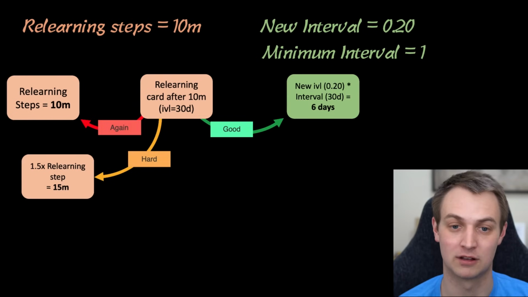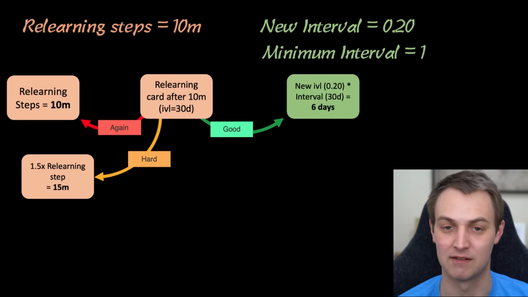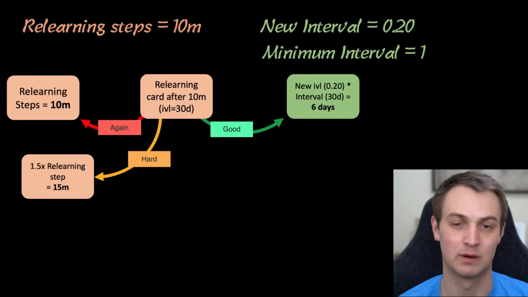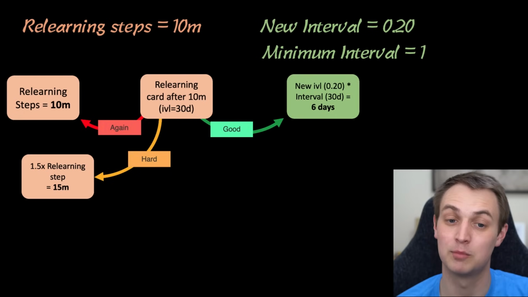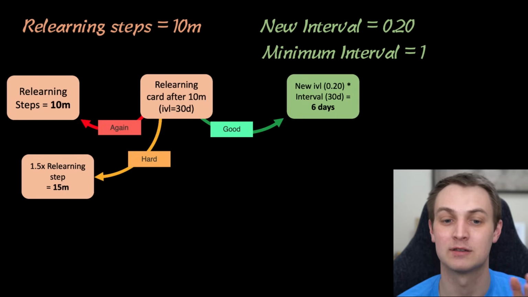You basically restart the card. So I actually would advocate for increasing the new interval. I use about 20 to 30% a lot of times. So we would do 0.2 times 30 days. So we would now see it in 6 days, and that would be the card's new interval.